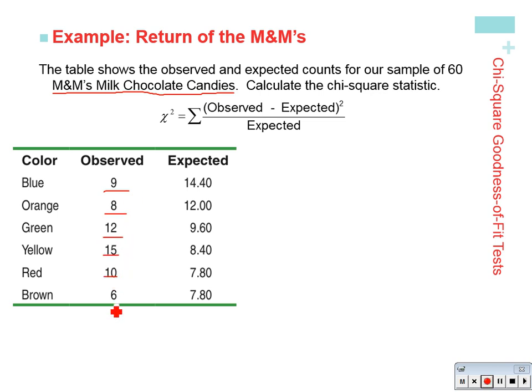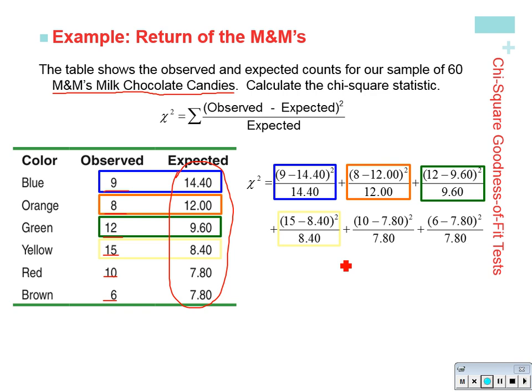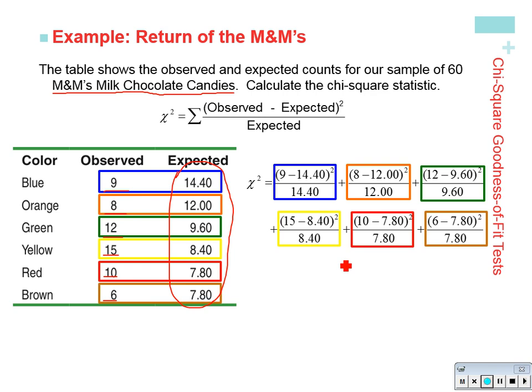And then based on the percentages that the Mars Company gives you for the regular bag of M&Ms, this is what we would expect to get out of the 60 that were in the bag. And here's the chi-square statistic for each one of those. And then here's the value for that. So we would say 10.180.